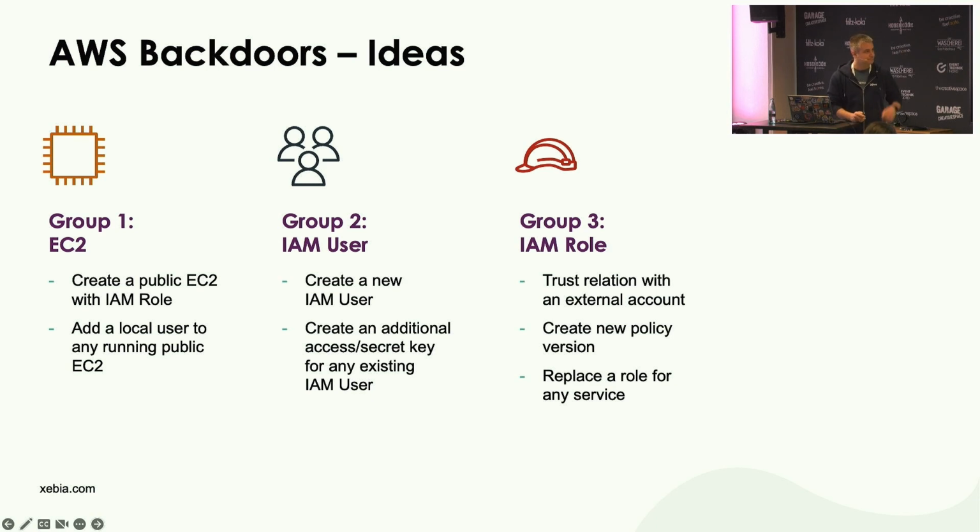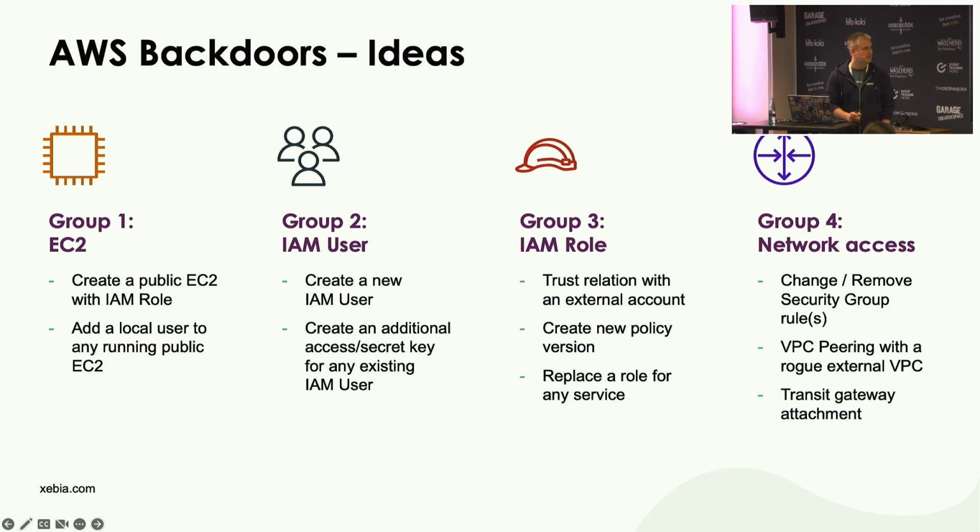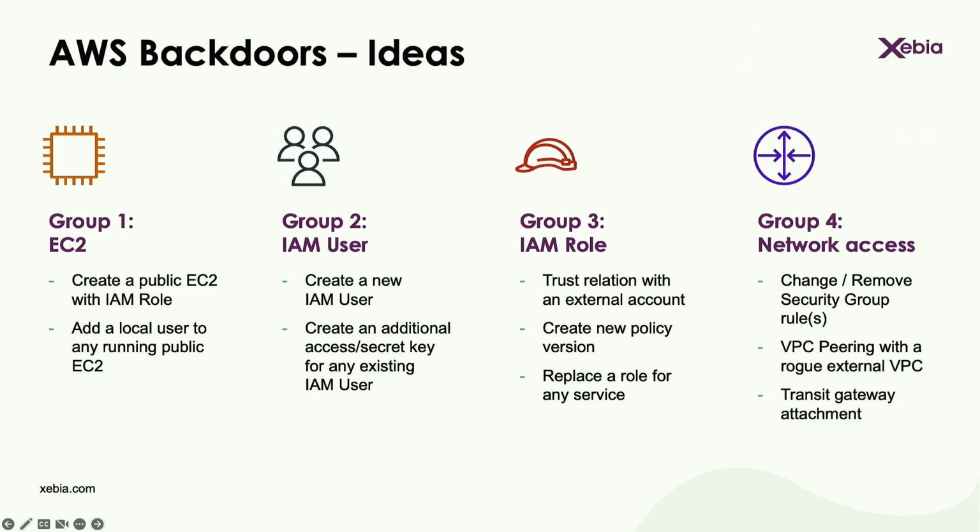And that's one way. If you have access to EC2 with a role that's not admin, but you have permissions to modify policy versions, modify a policy version for that EC2, then hey, you're admin and you have access to that EC2. Or you can just replace the role that was used by EC2 by any other role with admin policy attached to it. And the last group, network access.